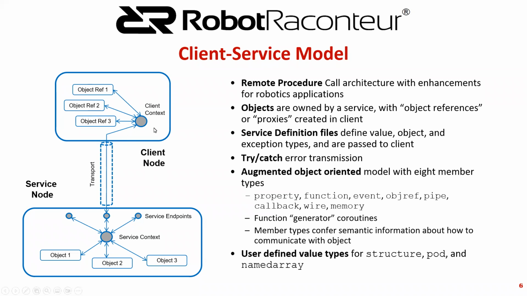The contents of the objects are defined in what they call service definition files, which is an interface definition language, which define the objects, the value types, the exception types, and that's passed to the client on connection. From that, Robot Raconteur can create the interfaces automatically, giving true plug and play behavior. Exceptions are passed using try-catch, so that if there's an error on one side, it'll be passed to the other transparently. So you don't have to worry as much about building your own ad hoc error handling system.